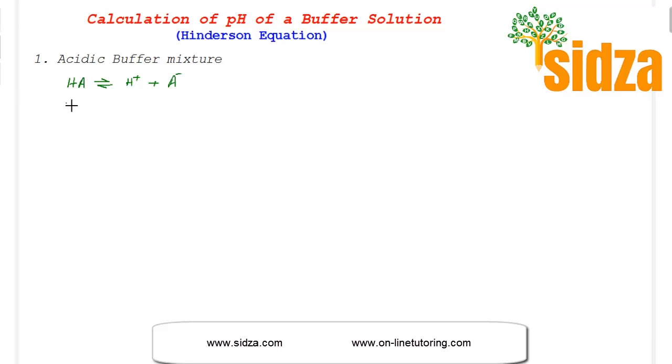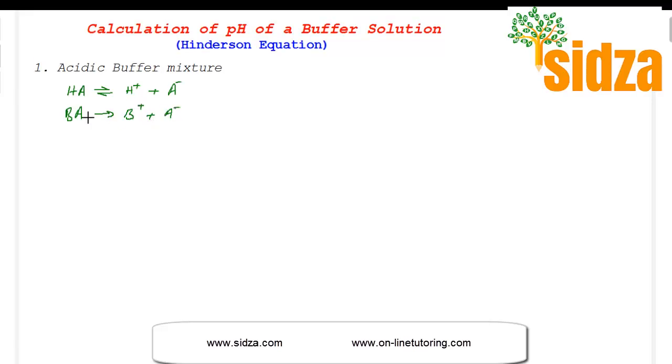Now the salt of the weak acid, let's say BA is the salt of the weak acid, and this salt, which is actually a strong electrolyte, dissociates completely into B+, the cation, and the anion A-. This mixture of weak acid and salt is a buffer solution. Now let's write down the dissociation constant of the weak acid, which is the concentration of the hydrogen ion times the concentration of the anion, divided by the concentration of the acid. This is the dissociation constant of an acid.